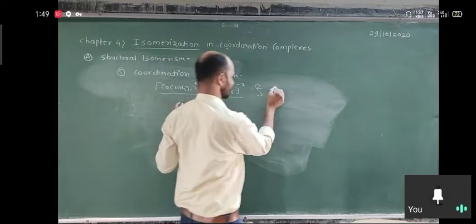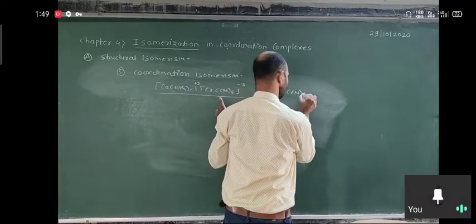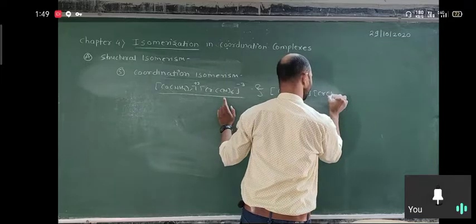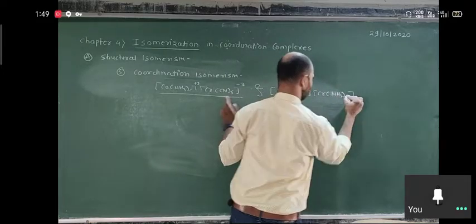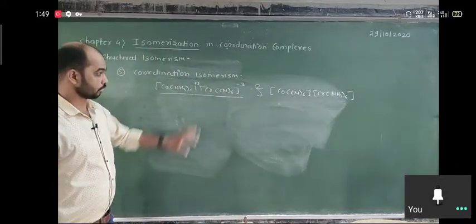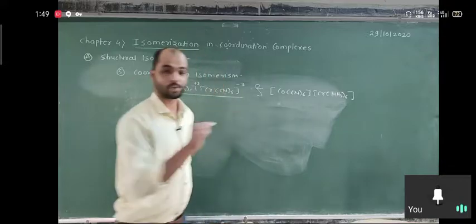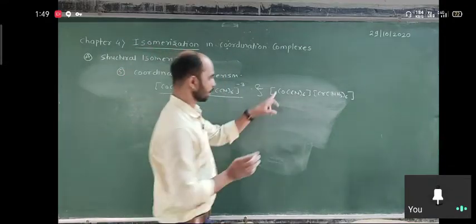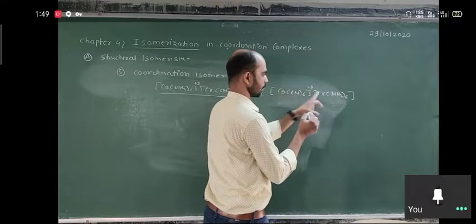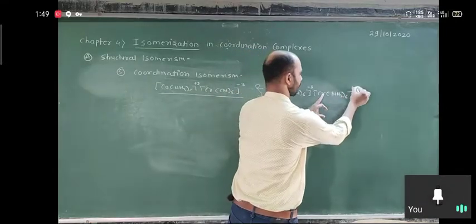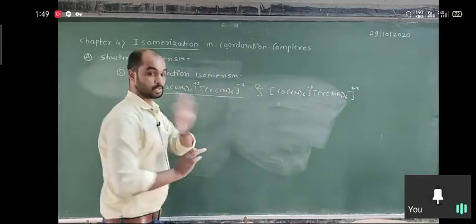But in the second case what happened? [Co(CN)6][Cr(NH3)6]. So this is the isomer. How? You know cobalt and chromium both have plus 3 oxidation state. If here is plus 3 and -6 charge, this complex has -3. Here is plus 3, here is 0, this complex has plus 3. So plus 3 and -3 is neutral. But what is the difference?